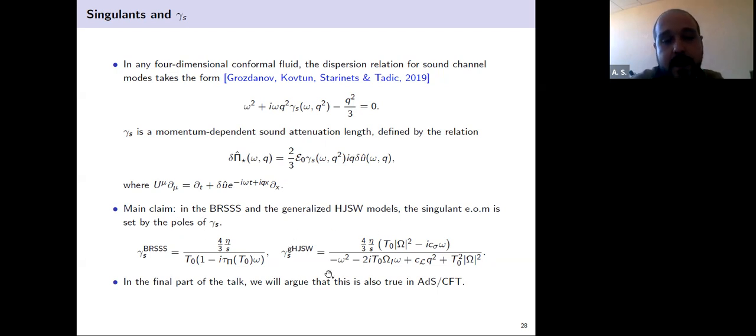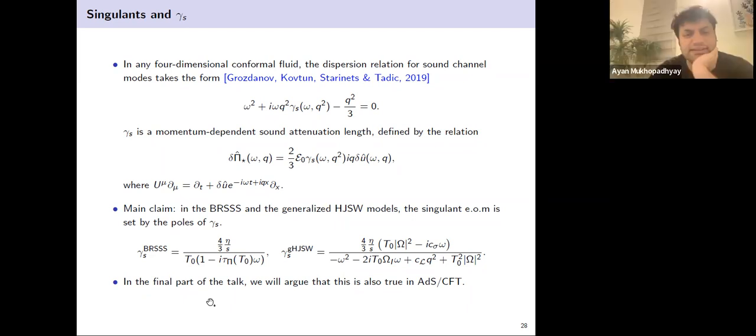And if you remember the equation dual to the singular equation of motion that I mentioned, this equation is computing nothing but the poles of this. So in this particular formulation of the gradient expansion that we are considering here, the singular equation of motion is fixed by the poles of gamma s, this momentum dependent sound attenuation length. So in the last part of the talk, I'm just going to argue by an explicit analytical computation that this is also true in AdS/CFT. Okay, so any questions?